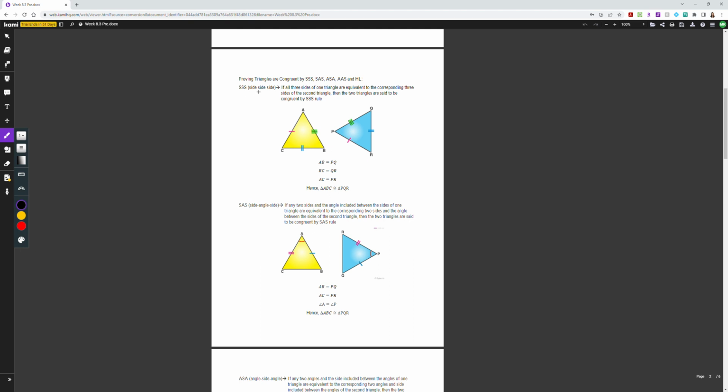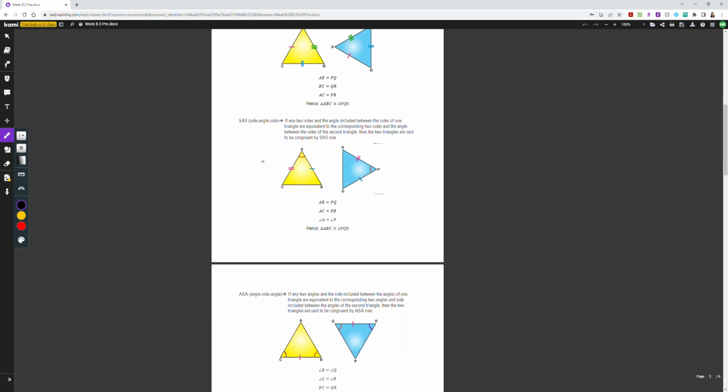SSS stands for side, side, side. This states that if all three sides of one triangle are equivalent to the corresponding three sides of the second triangle, then the two triangles are congruent by the SSS rule. If we look, AB is congruent to PQ, BC is congruent to QR, and AC is congruent to PR, because all three sides have a corresponding congruent side in the other triangle. That's why we know that triangle ABC is congruent to triangle PQR. That's SSS.